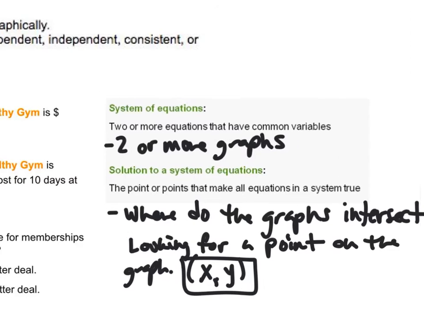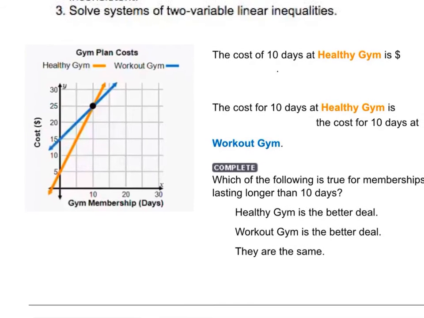So let's think about this in terms of a problem. You've got two different gyms, and not Jim like Jim Smith, but a different gym. You have the healthy gym, which is this line right here, and then you have the workout gym, which is this line here. It says the cost of 10 days at the healthy gym, so if we go here to 10 days, a 10-day membership, we want to figure out what's the cost. Well, the cost is $25.